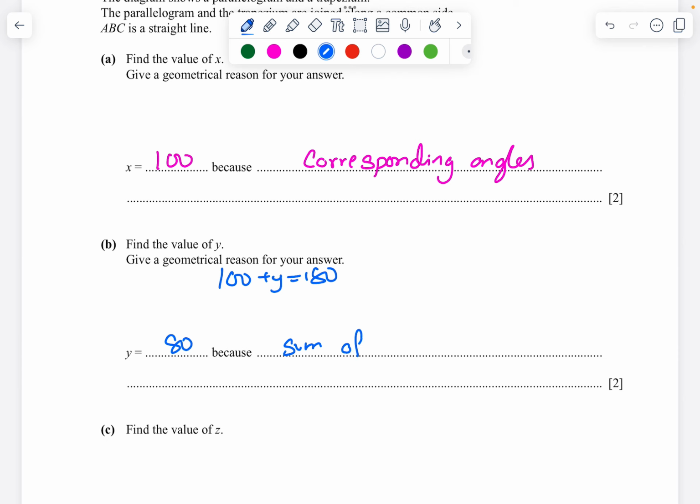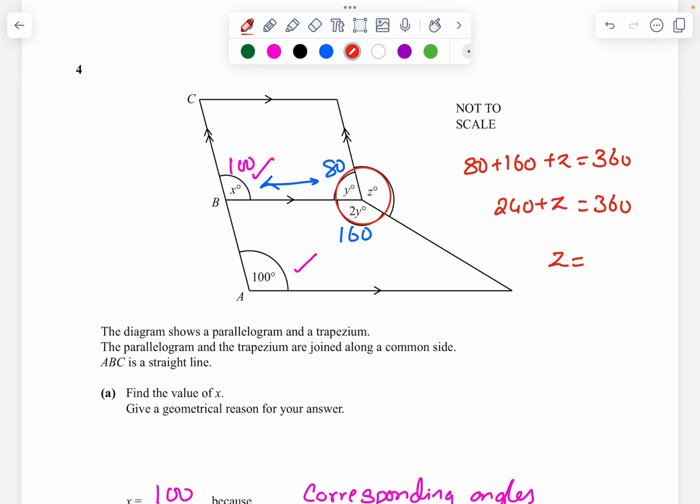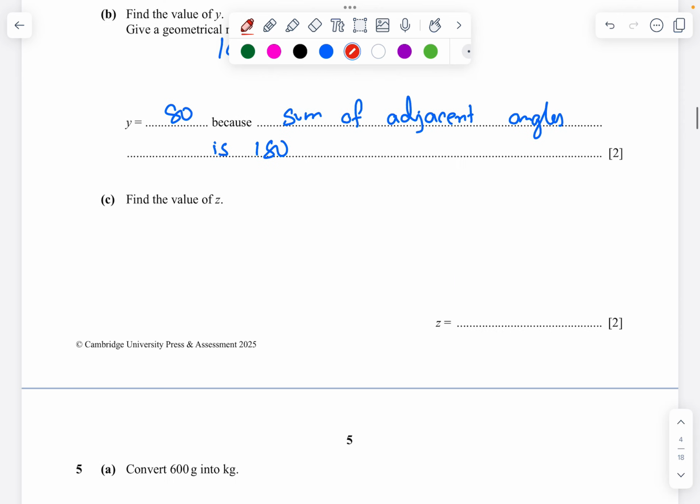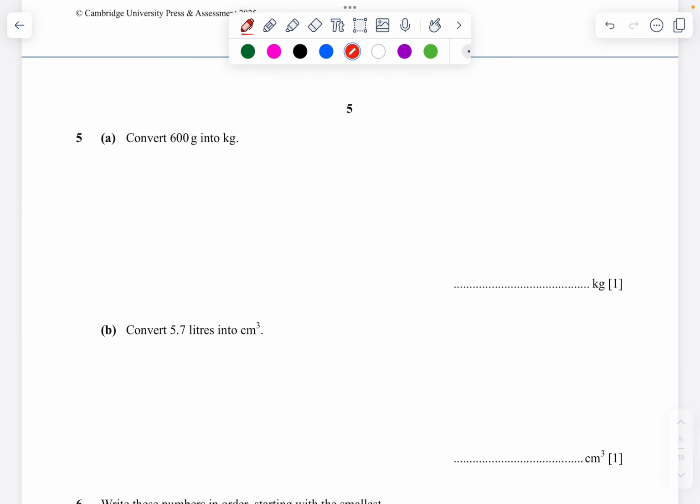So the sum of adjacent angles is 180. So this is going to be 80. So this is 2y, 160. Now the sum of angles in a circle is 360 degrees. So 80 plus 160 plus z equals 360. 240 plus z equals 360. So z equals 120. So what is the value of z? z equals 120.